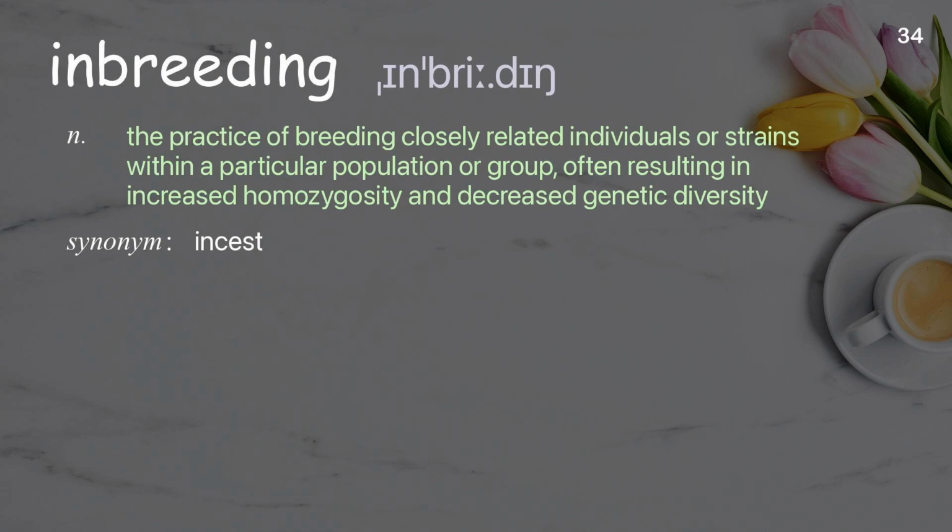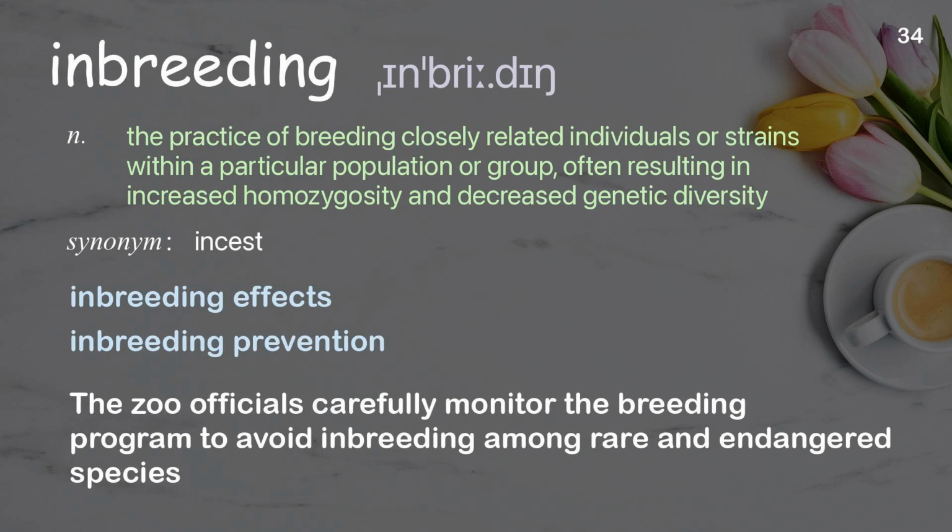Inbreeding. The practice of breeding closely related individuals or strains within a particular population or group, often resulting in increased homozygosity and decreased genetic diversity. Examples: Inbreeding effects. Inbreeding prevention. The zoo officials carefully monitor the breeding program to avoid inbreeding among rare and endangered species.